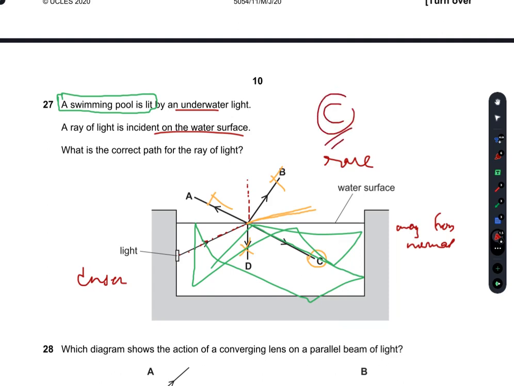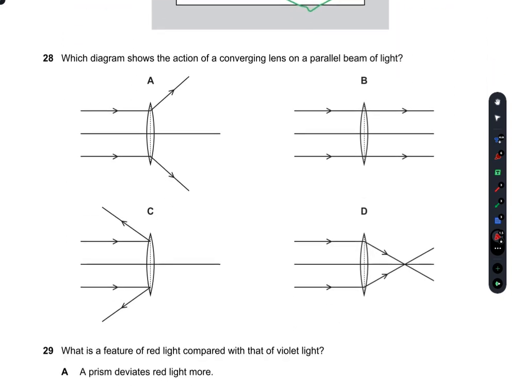And it is the right option. The light should have been traveling away from the normal, but it is not. So definitely it is totally internally reflected, and this total internal reflection is responsible for the lighting of the swimming pool by the underwater light source, which means C is the right answer.